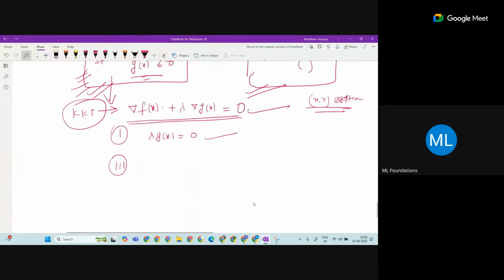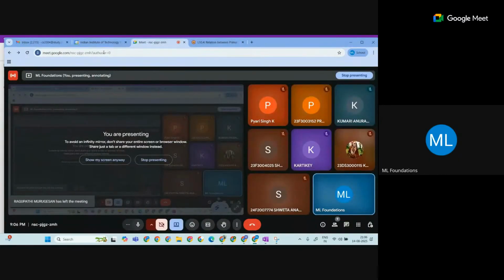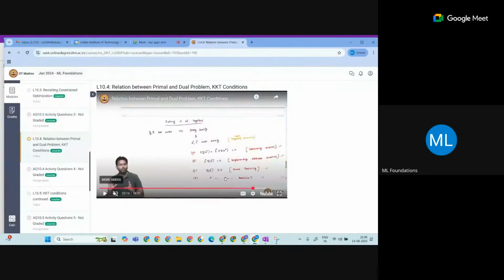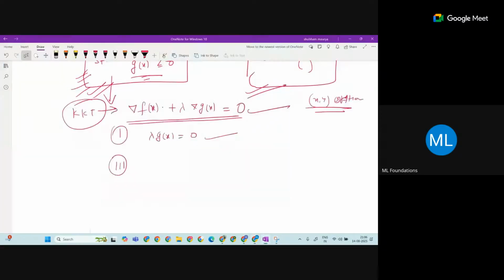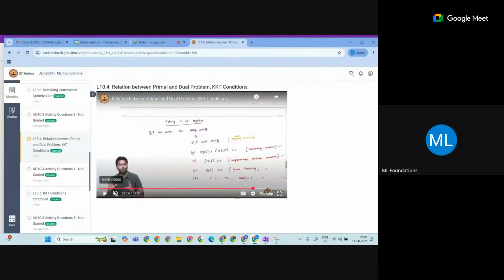So the third condition is the primal feasibility. Whatever the exact constraint is there, this is called primal feasibility. And the fourth one is the dual feasibility. So the primal feasibility and the dual feasibility.